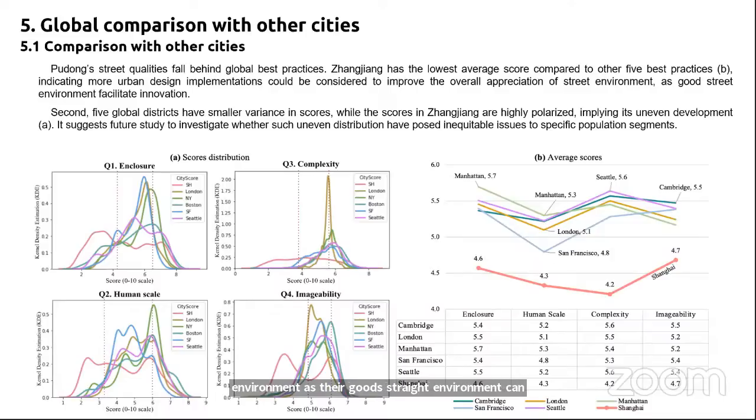And secondly, we can find that the 5 other global districts have similar variance in score, while the score in Zhangjiang is highly polarized. It means that its development is uneven. And maybe future study can be conducted to investigate whether such uneven distribution has posed inequitable issues to specific population segments.